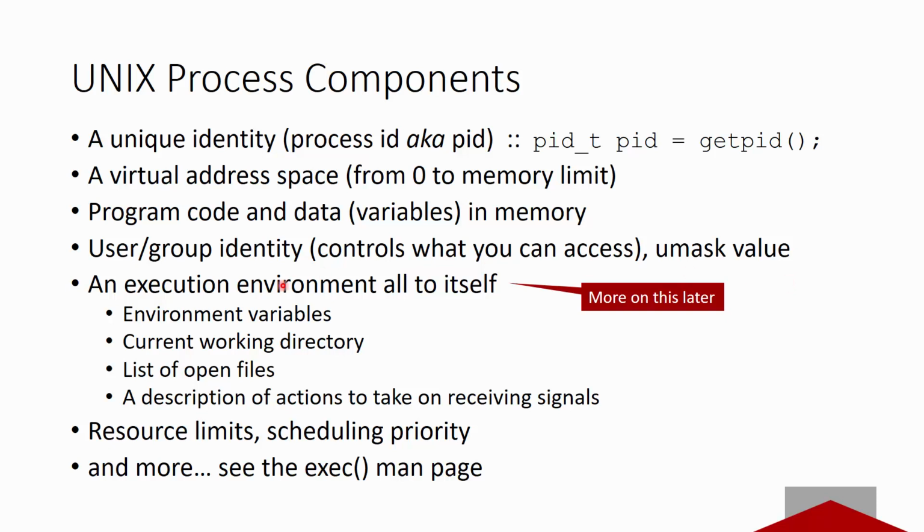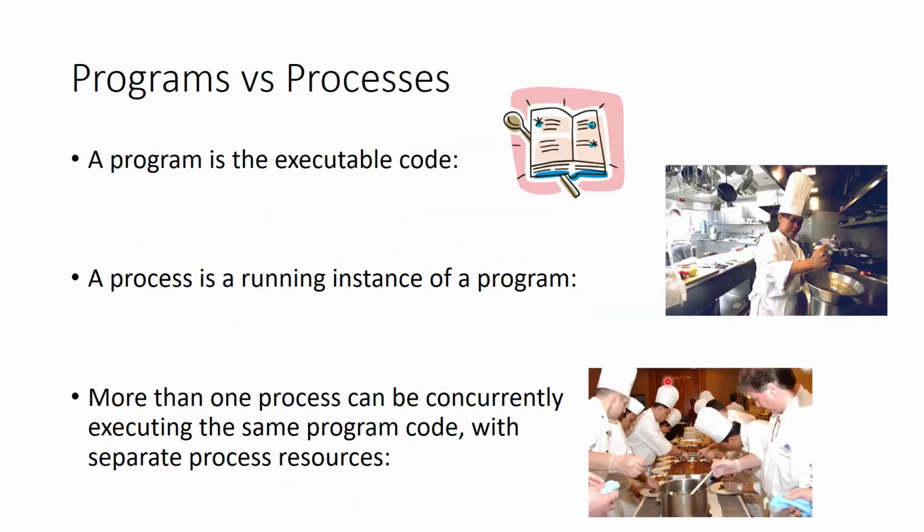The process has an execution environment that is unique to itself, and that would be things like environment variables, what current working directory it's using, and any open files that are active. We'll talk more about that at the end of the lecture. It knows about its resource limits and its own scheduling priorities, so how much attention, how much time on the CPU it will get, and a bunch more. There are a bunch of other really esoteric things that you can find on the exec man page.